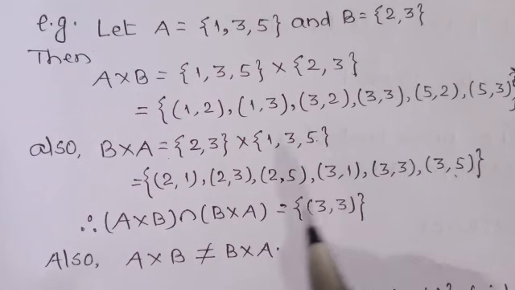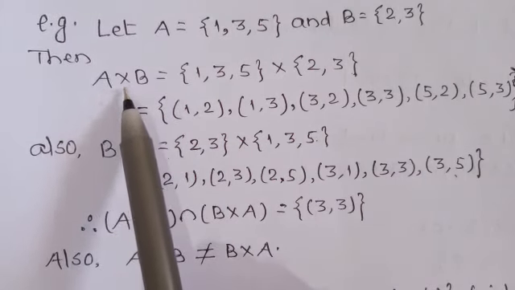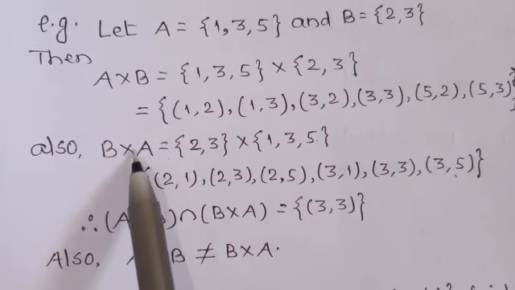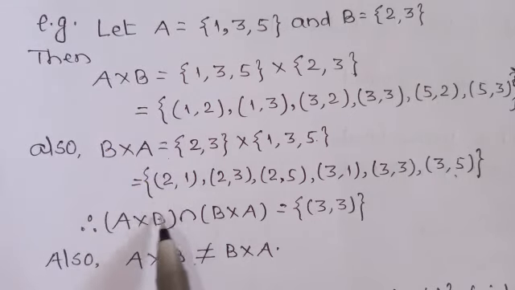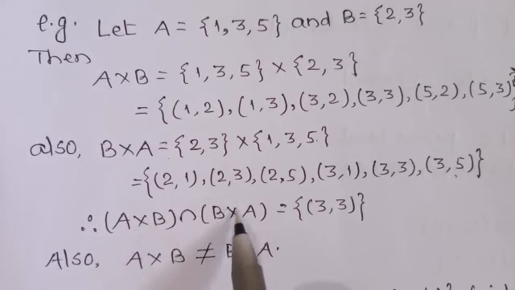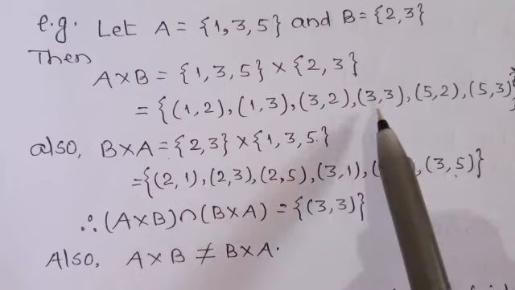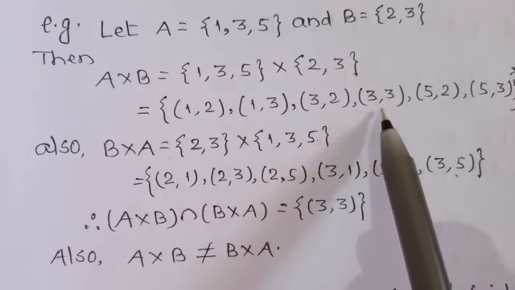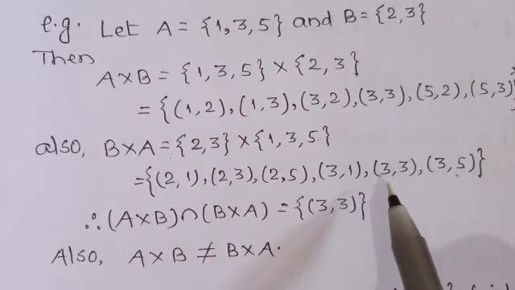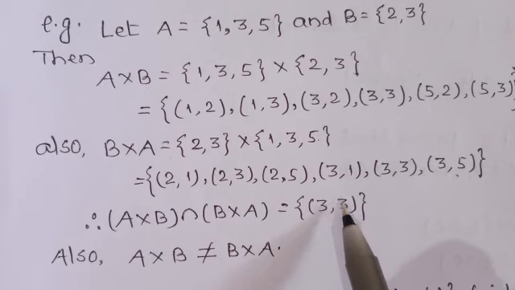Now see two things. First, their intersection, that is, A cross B intersection B cross A. See the elements, students: we write the common element between A cross B and B cross A. The common element is only (3, 3). So A cross B intersection B cross A is (3, 3).